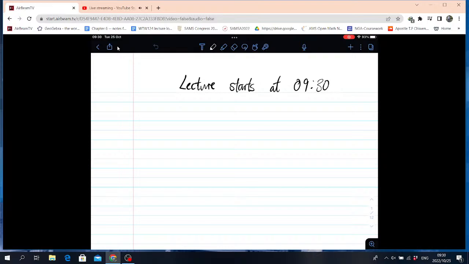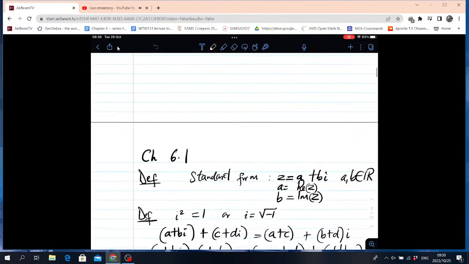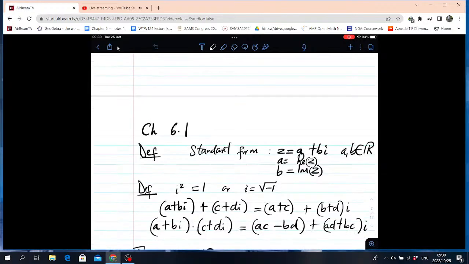All right. So welcome to our second lecture on complex numbers, and we are going to continue with section 6.1, and then we will get into section 6.2. Right. So let's just recap what we did yesterday. Yesterday we introduced complex numbers, and we ended up with a standard form.